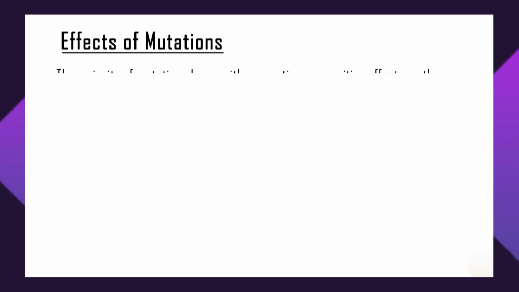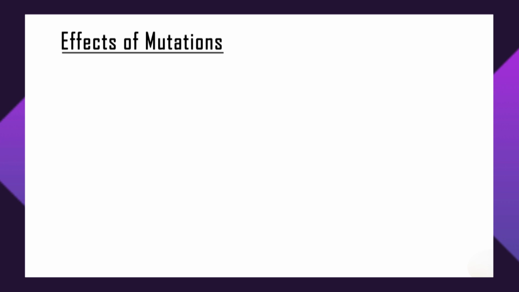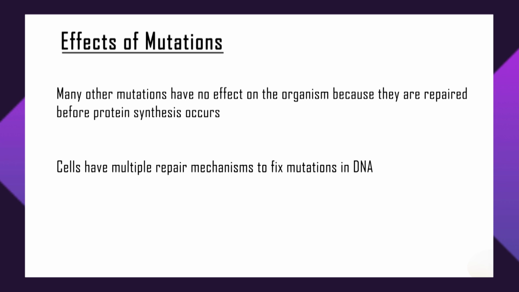Now, effects of mutations. What are the effects of mutations? The majority of mutations have neither negative nor positive effects on the organism in which they occur. These mutations are called neutral mutations. For example, they include silent point mutations. They are neutral because they do not change the amino acids in the protein they encode. Many other mutations have no effect on the organism because they are repaired before protein synthesis occurs. Cells have multiple repair mechanisms to fix mutations in DNA. So, this is an example of neutral mutation.